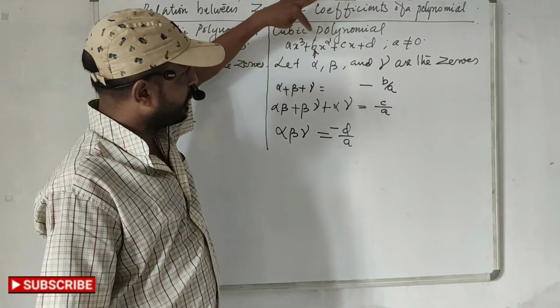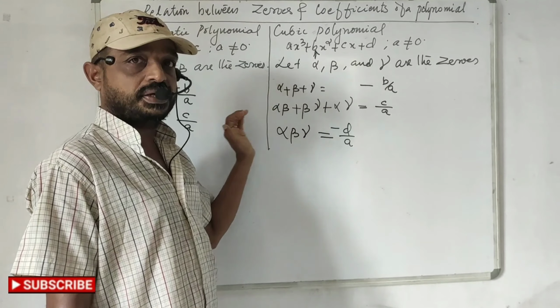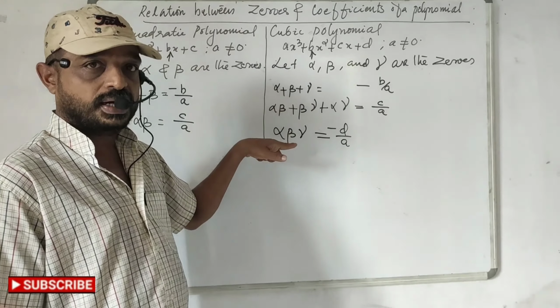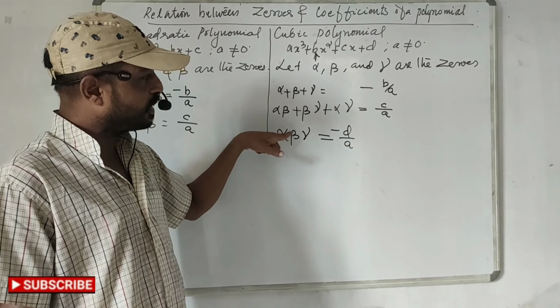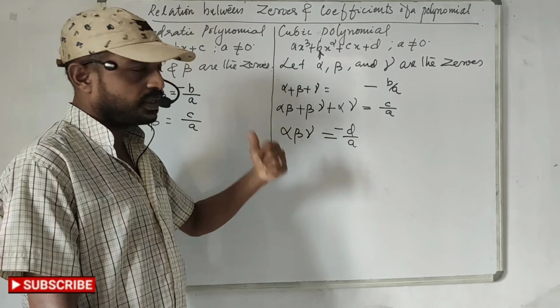That is c by a plus c by a. And the last is the product of the zeros, taking all the zeros of the polynomial. Alpha, beta and gamma are the zeros of the polynomial. Then the product of the zeros is alpha into beta into gamma, which is minus d by a. So how will you remember these three results?